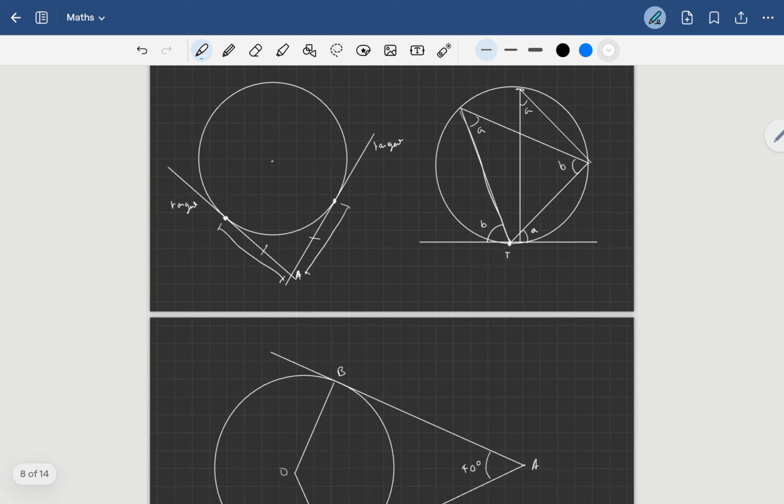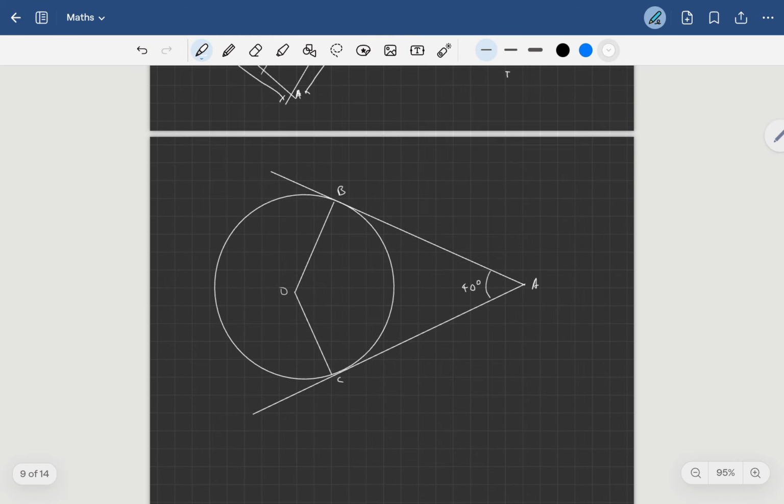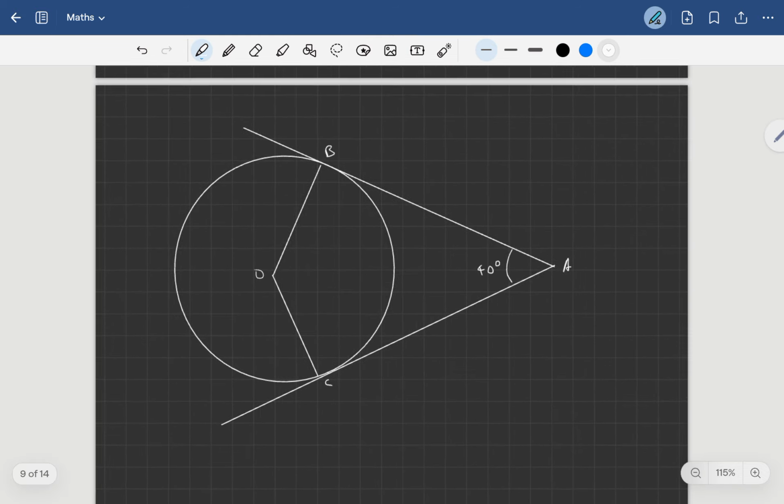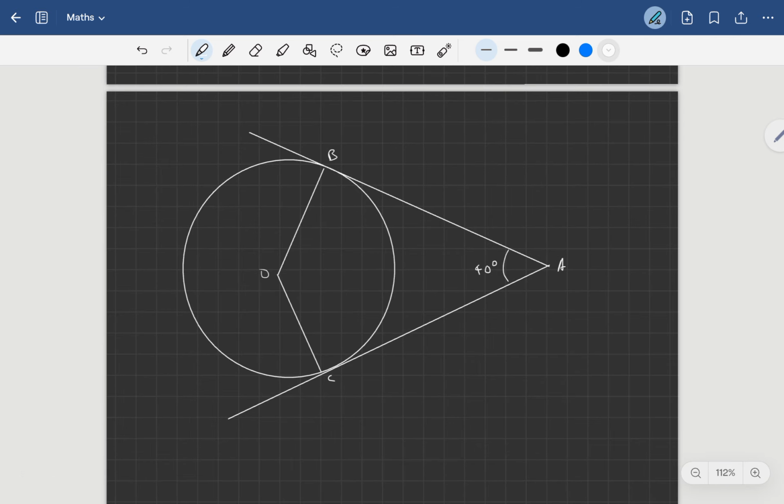Our first question is this. B and C are both points on the circumference of a circle which has center O. AB and AC are tangents to the circle. Angle BAC is 40 degrees as labeled here, and we have to find the size of angle BCO. Angle BCO. So let's first see what angle we're trying to work out.